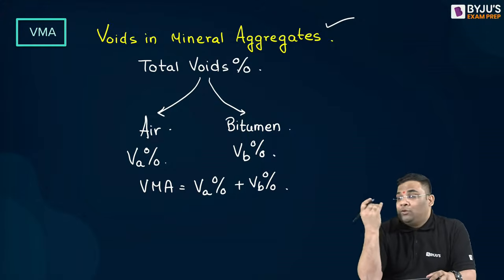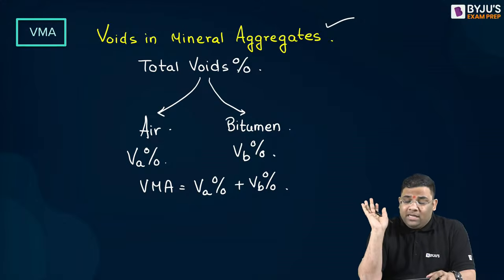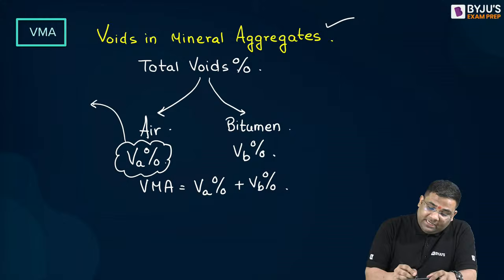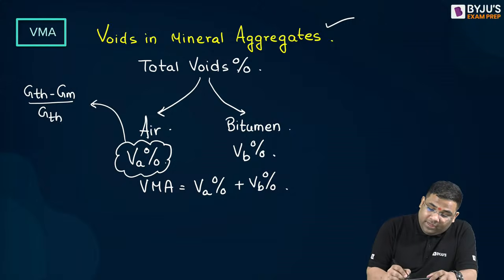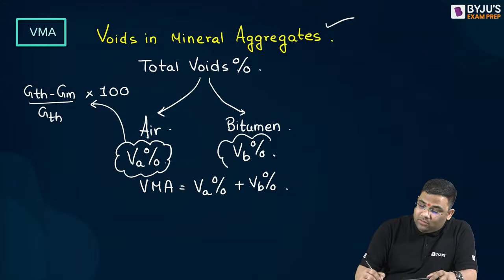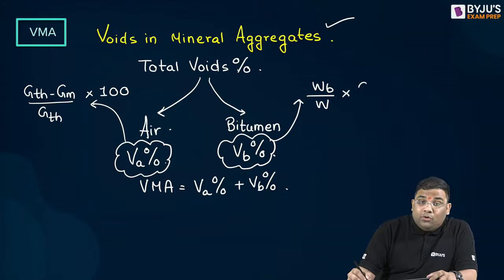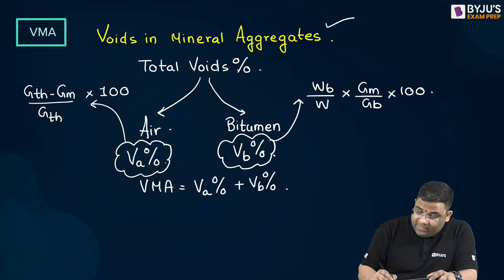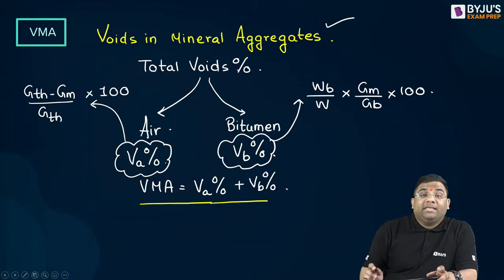Understood? So if they ask you VMA, then be assured that if you have got your VA percentage, we know how to find out VA percentage. This is G theoretical minus GM divided by G theoretical, into 100. And you know how to find out VB: weight of bitumen by total weight into GM by GB into 100, right? So if you know these two, then you can easily find out the VMA, the total voids in the mineral aggregate.